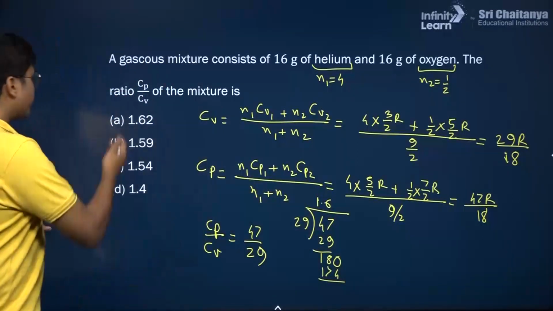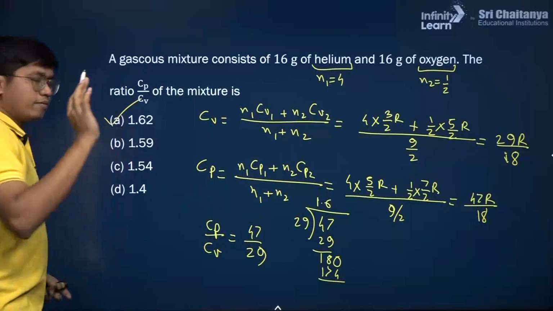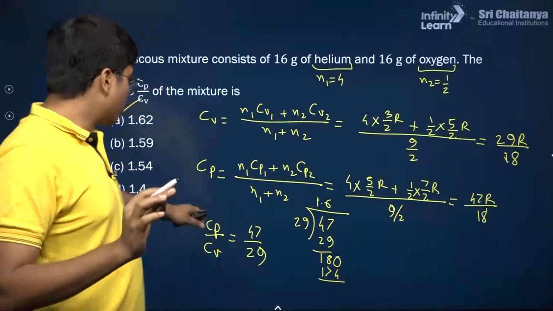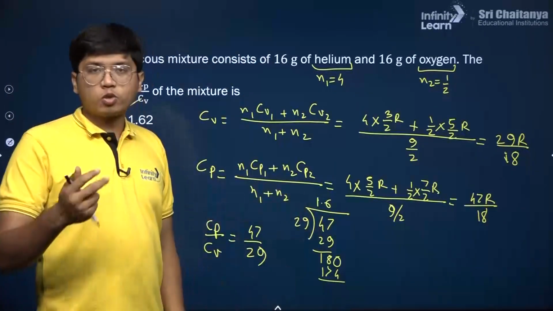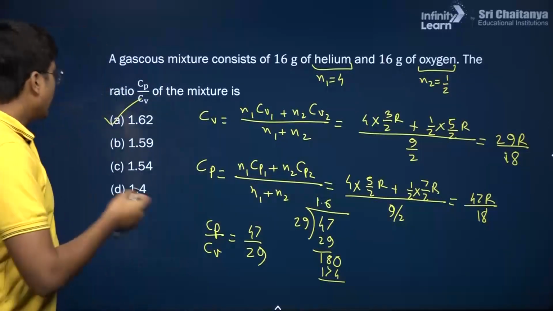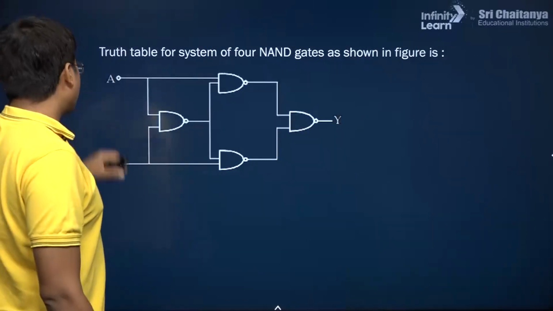So there's only one option with 1.6, that is this. So we can mark right away. Even though it looks like we have a long division to do, long division is so simple, beyond 2 steps, you don't even need to consider. Moving on to the next one.